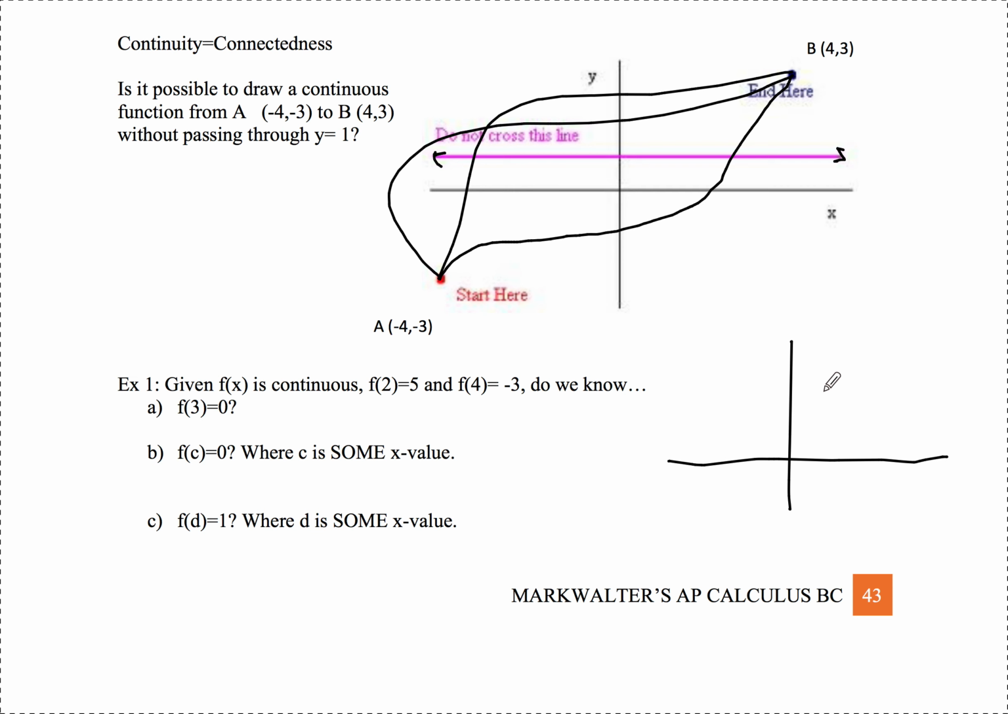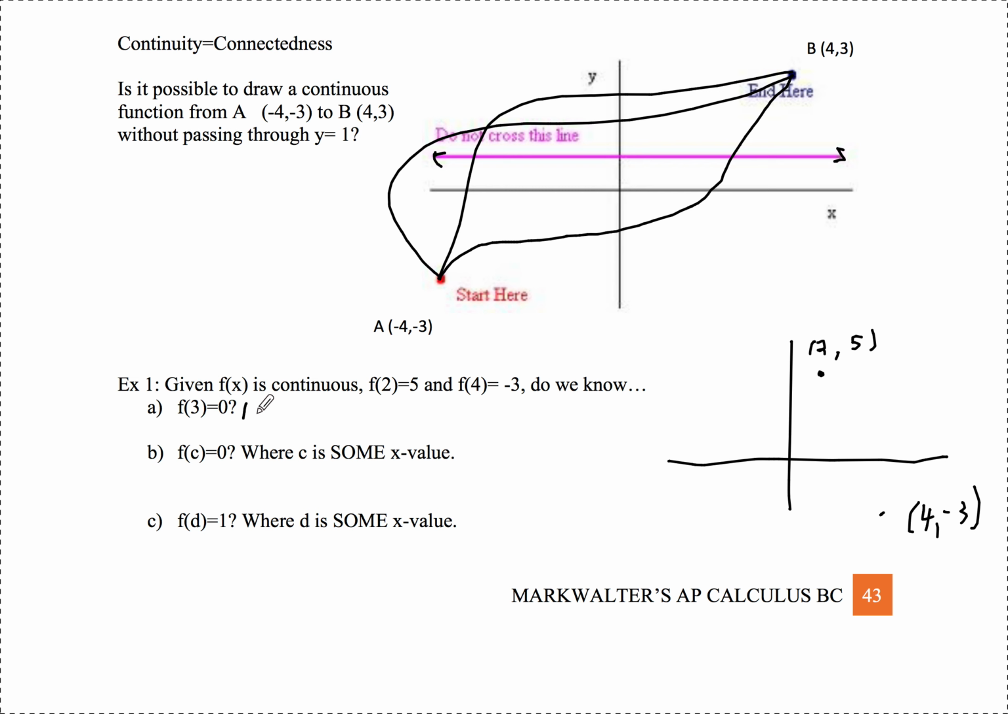So I'm just going to put a point here. F of 2 is 5. That maybe is up there, 2 comma 5. And f of 4 is -3. It's going to be like down here somewhere. So I'm going to say like 4 comma -3. What things do we know? Do I know that f of 3 is 0? F of 3 would be somewhere in the middle here.